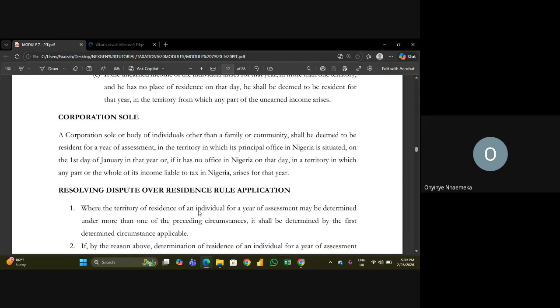Let's now assume that the business has no principal office. Let's say it's a virtual business. Then it's going to be the territory in which they earn their income. The income that is liable to tax, where they earn the income. So the place where they earn the income and the income is coming in becomes the principal place of residence.